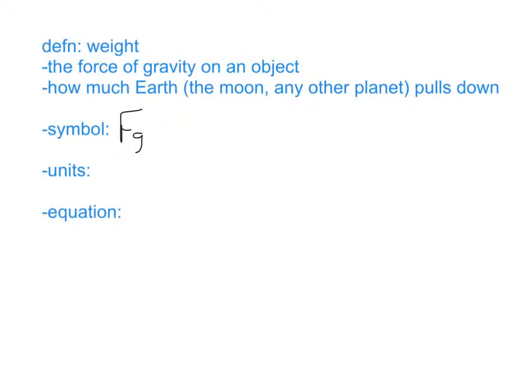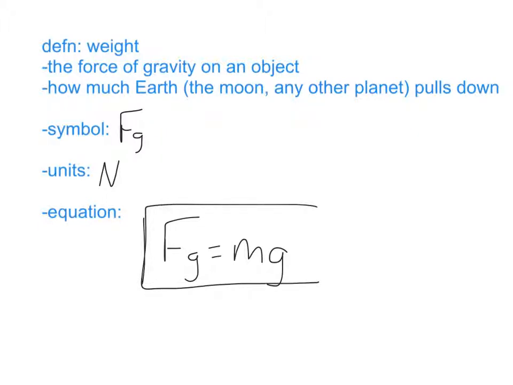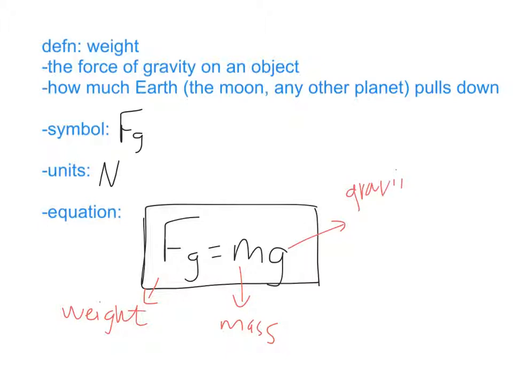Since weight is a force, the units are newtons, and the equation for weight, Fg is equal to your mass times little g. And we've seen little g before. When dealing with kinematics, it's the acceleration due to gravity. So Fg is weight, which is the same thing as the force of gravity. It will always point down. M is the mass, and g is the gravitational field strength.